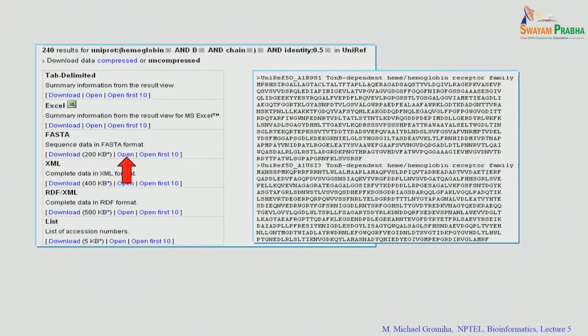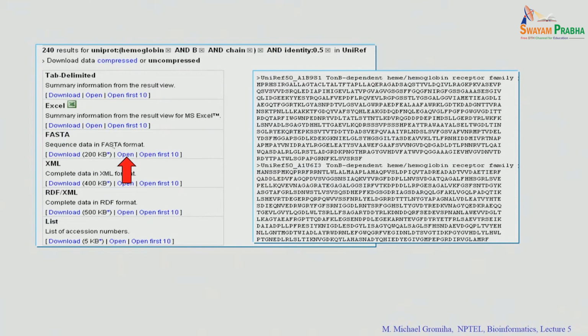Now, you can also download the data, and there are various options to download it. For example, you can see a tab delimited format and use Excel, you can download in FASTA, you can download XML, you can list the accession numbers, as well as get the RDF format. So, you can download the data in various formats.